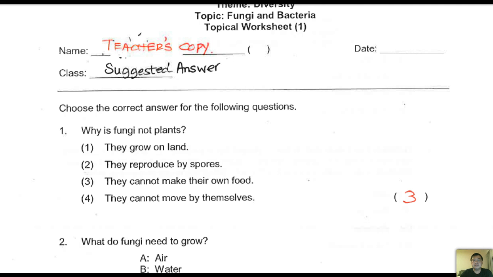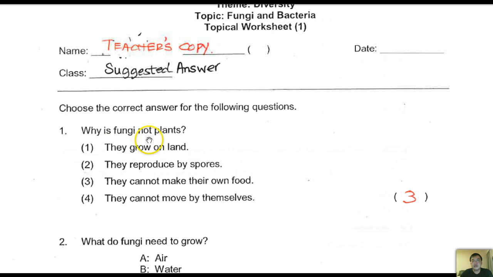Okay, shall we start on this fungi and bacteria worksheet one? This is usually meant for corrections, and for those who do not understand, where you may be able to rewind this and start looking at the answers again and again. Okay, let's take a look.